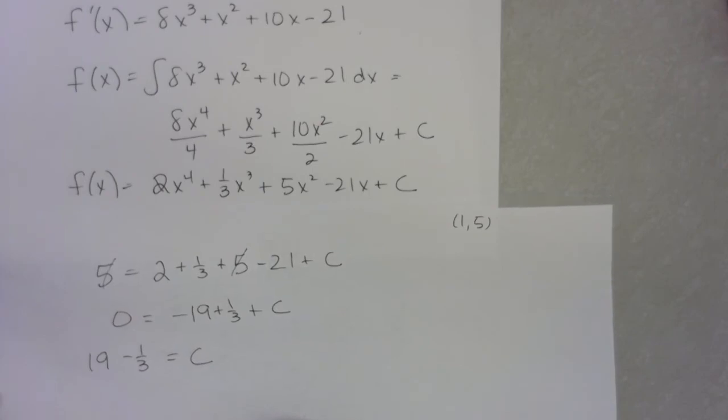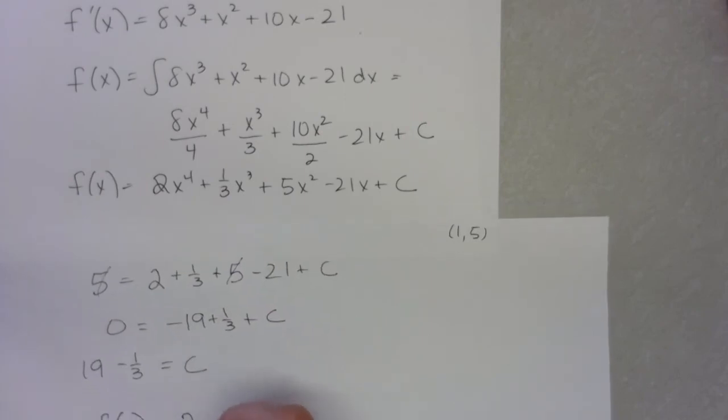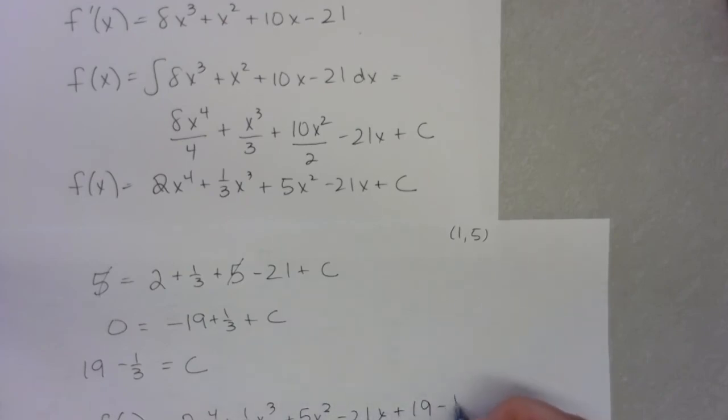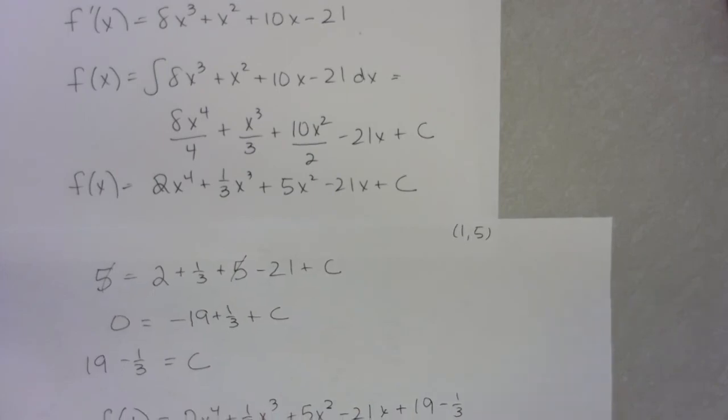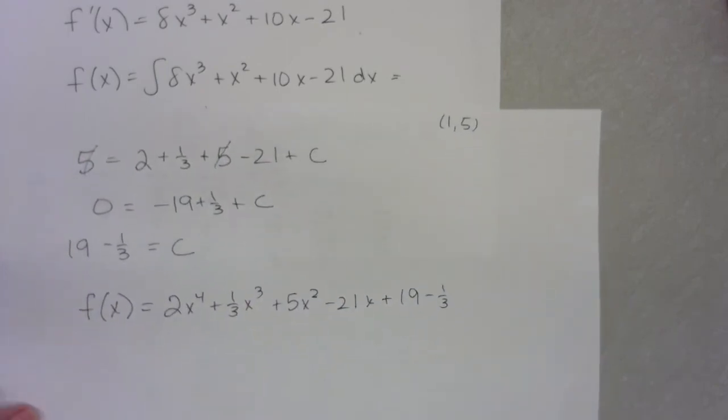For this moment, I'm not going to combine these. I'm just going to say my f of x is equal to 2x to the fourth plus 1/3 x cubed plus 5x squared minus 21x, and then plus 19 minus 1/3. I really should combine those, but I'm just not going to right now.